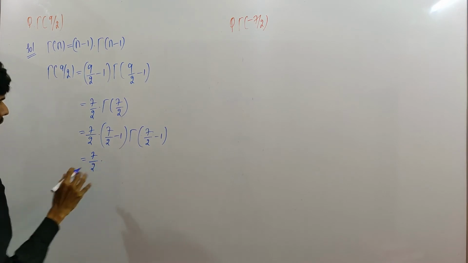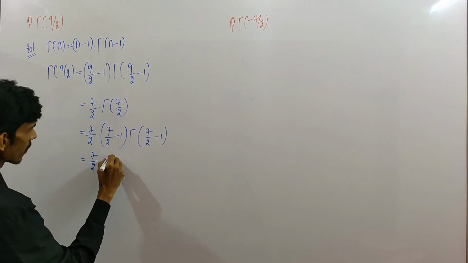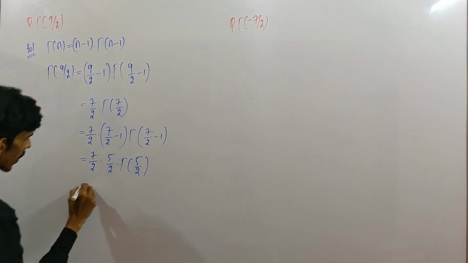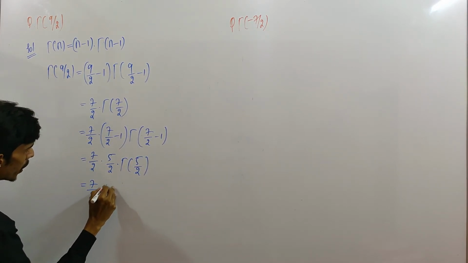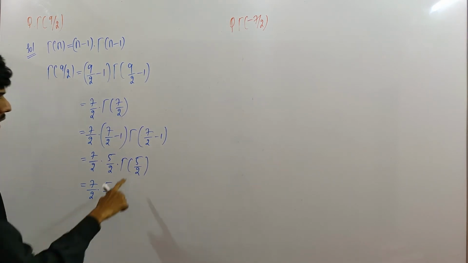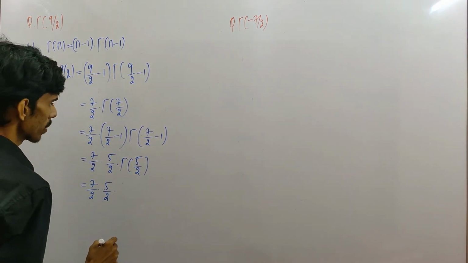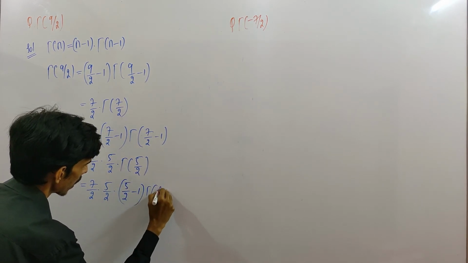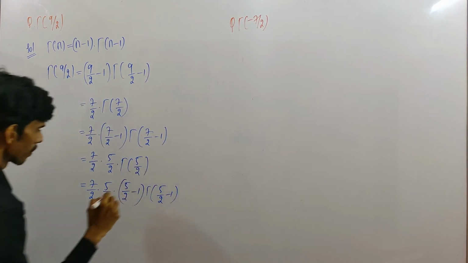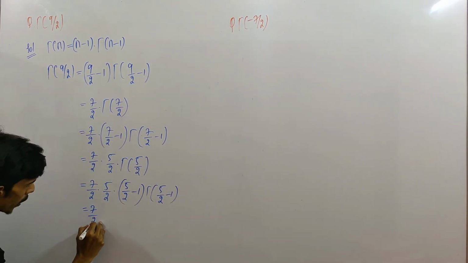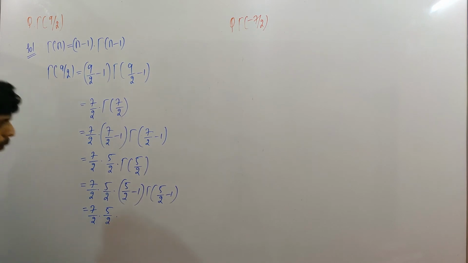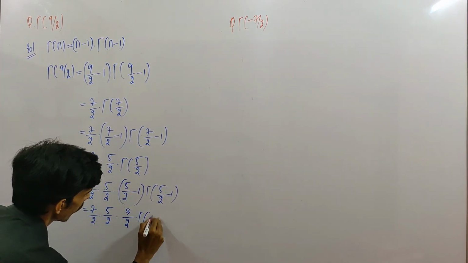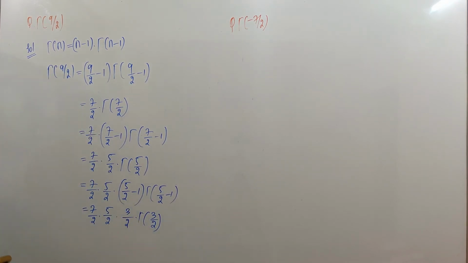7 by 2. 7 minus 2 we have 5. 5 by 2 into gamma of 5 by 2. That is equal to 7 by 2 into 5 by 2 into gamma of n, n minus 1 into gamma of n minus 1. So we have 5 by 2 minus 1, gamma of 5 by 2 minus 1. That is equal to 7 by 2 into 5 by 2 into 5 minus 2 we have 3, so we have 3 by 2 into gamma of 3 by 2.